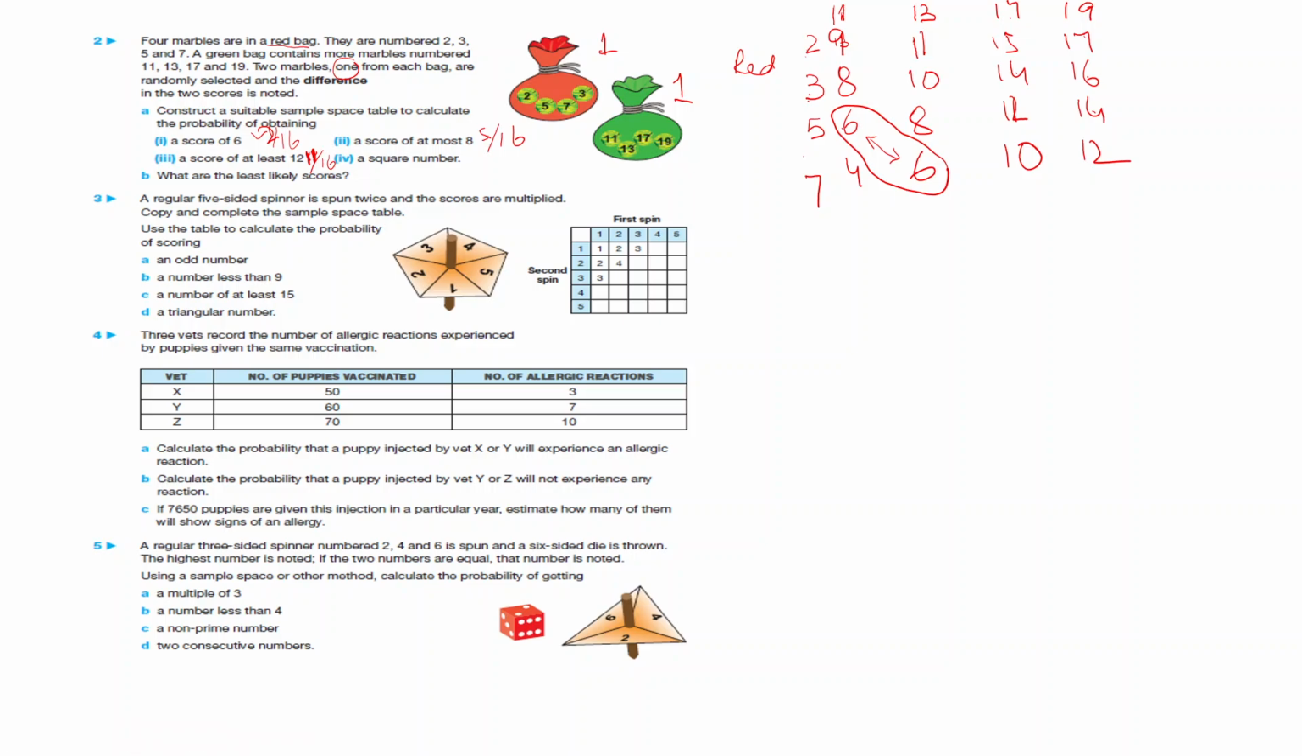A square number. So here you can find 16 is a square number, and which else? 4 is a square number, right? We have got two square numbers. 9 is here, right? So 9 is a square number. 3 threes are 9. So there are three square numbers, and 3 over 16.